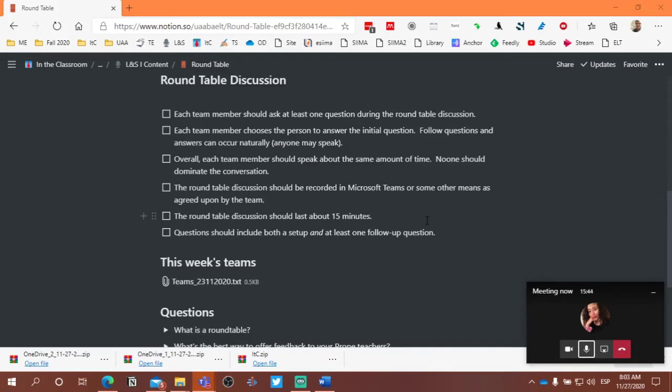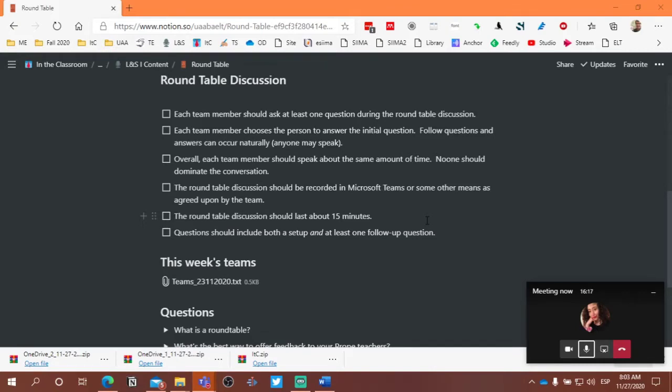So we want to make sure that we stay on topic, but we also want to make sure that it's conversational. So when someone answers a question and someone else wants to add to that, right? It's not just one person answers one question and then you go on. It's an open discussion where everyone has an opinion. Everyone has the right to contribute to the conversation. We just want to make sure that everyone contributes, that everyone speaks more or less the same.